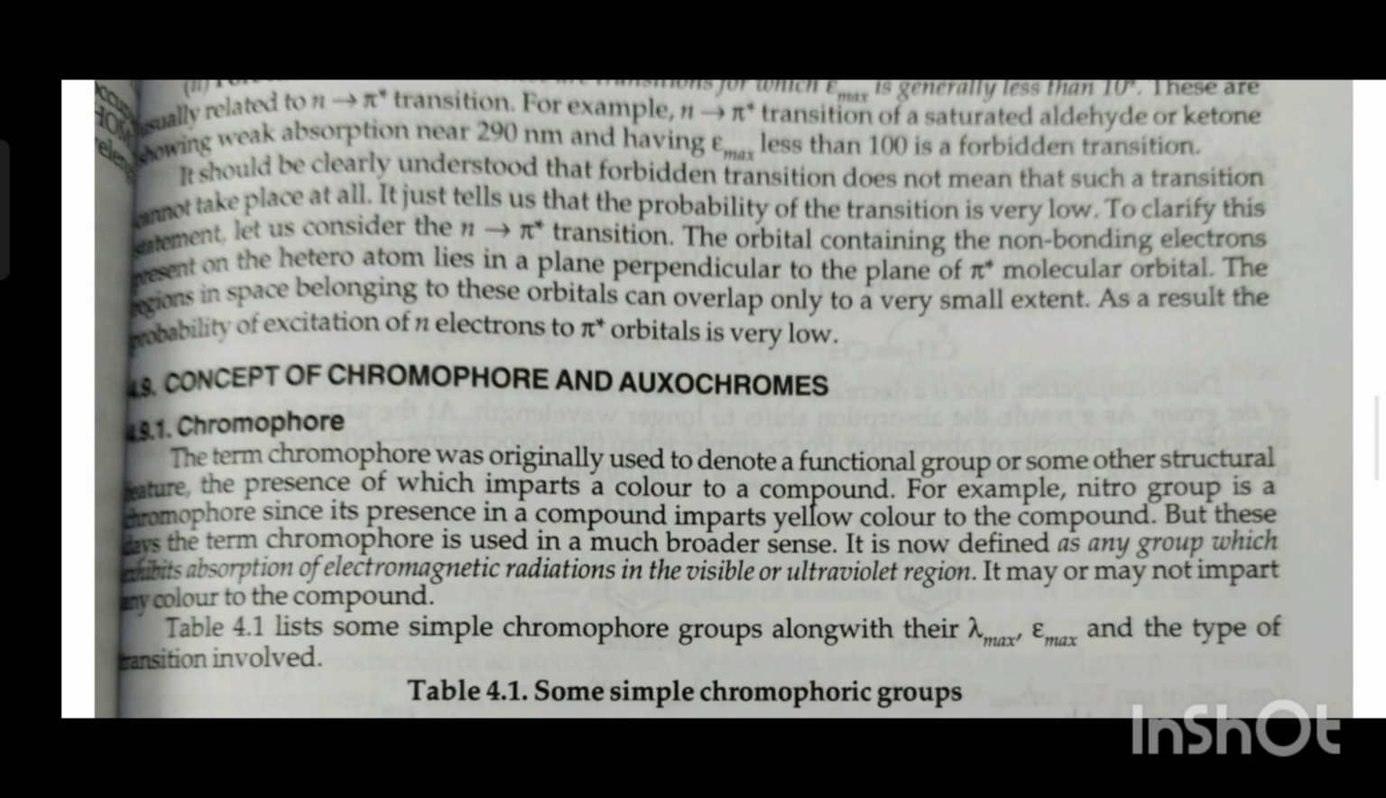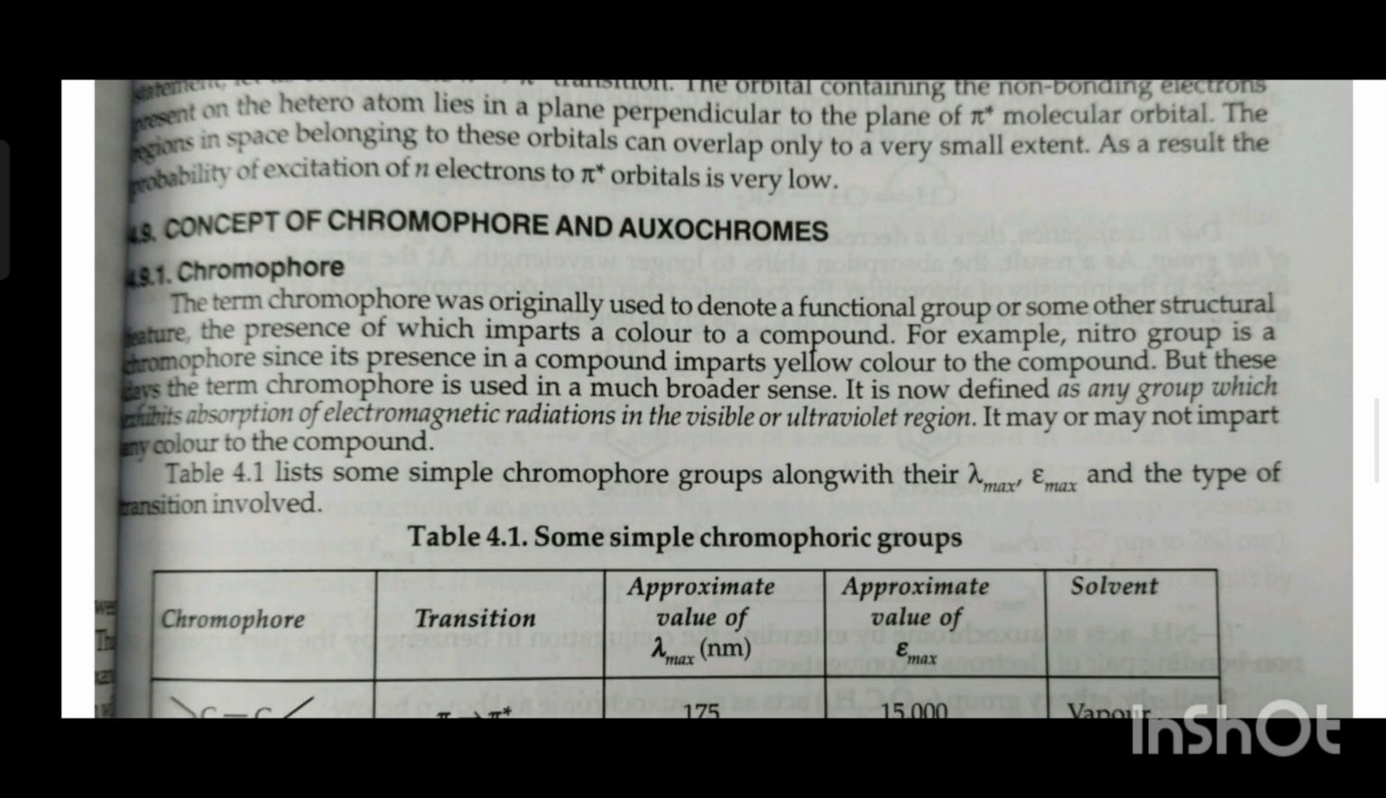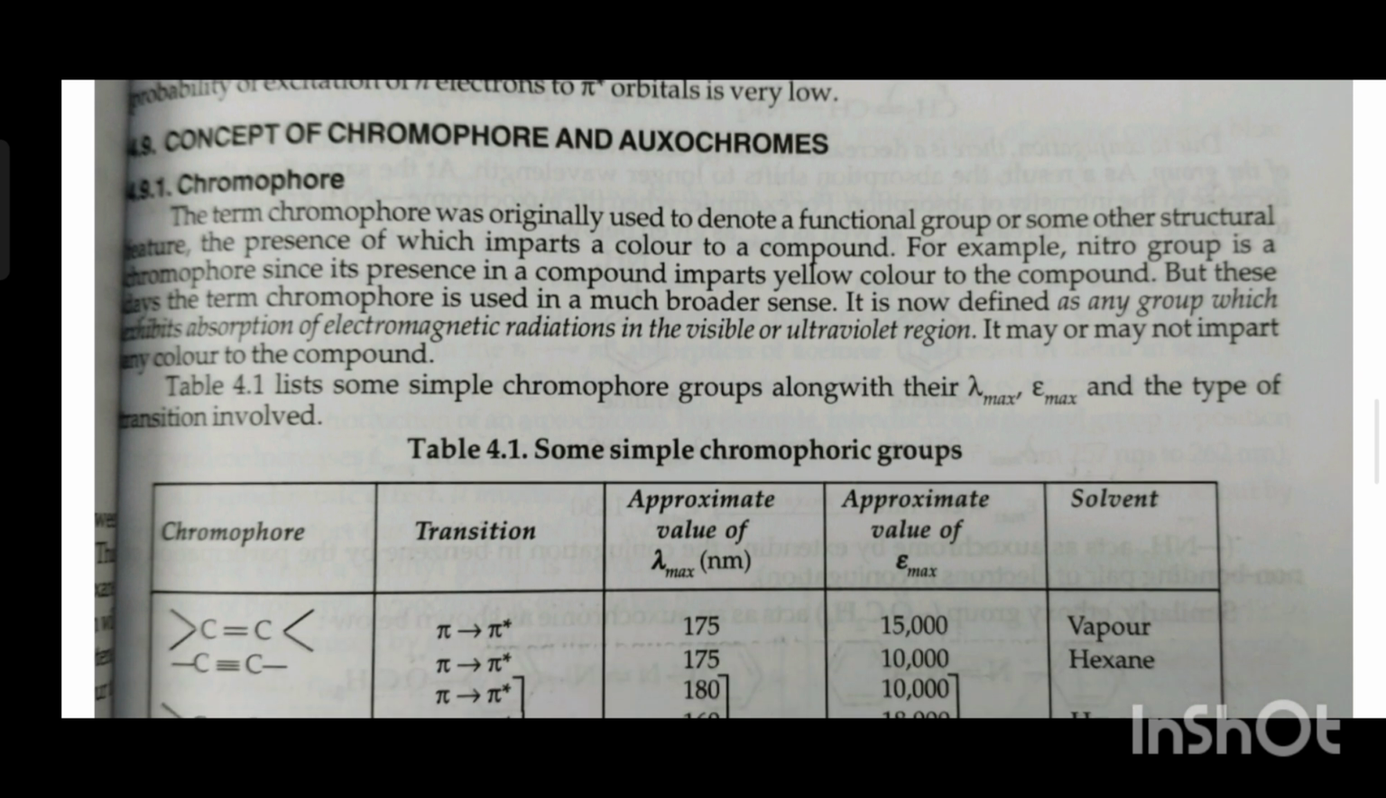Concept of chromophores and auxochromes. Chromophores: this term was originally used to denote a functional group or some other feature, the presence of which imparts color to a compound. For example, the nitro group is a chromophore, since its presence in a compound imparts yellow color. But these days, the term chromophore is used in a much broader sense. It is defined as any group which exhibits absorption of electromagnetic radiation in the visible or ultraviolet region. It may or may not impart any color to a compound.